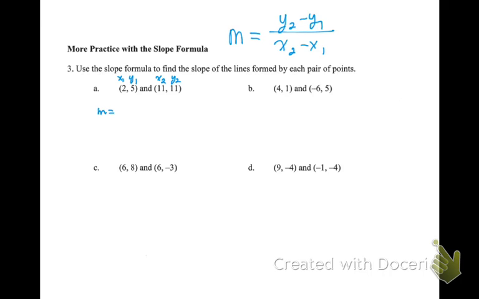Plugging into the slope formula, y2 is 11, minus y1, which is 5, over 11, which is the x2, minus 2, which is x1. Just plug it in, and then you just have to reduce it. 11 minus 5 is 6. 11 minus 2 is 9, so reduce that. Always reduce if you can, by a factor of 3 in this case, so the slope is positive 2/3.